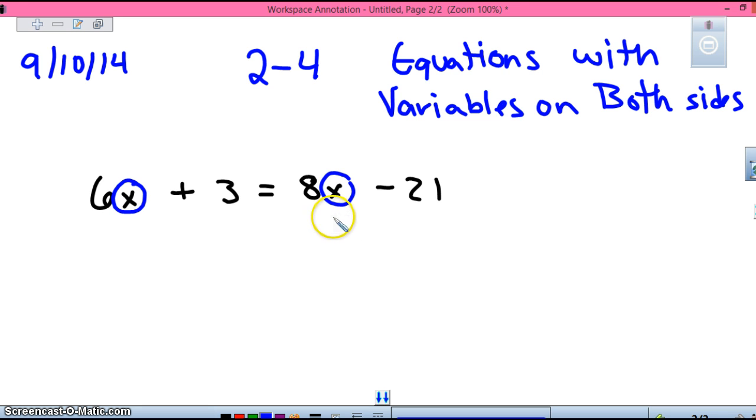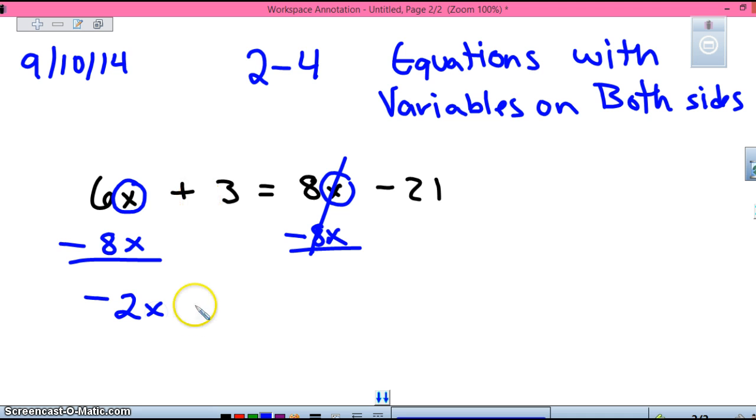Okay, which one do you want to take to the other side? 8x. Okay. To move 8x to the left, we have to subtract 8x, because it's the inverse operation, minus 8x. 6x minus 8x is negative 2x. Bring down our plus 3, our equal sign, and we're left with minus 21 and negative 21 on this side.